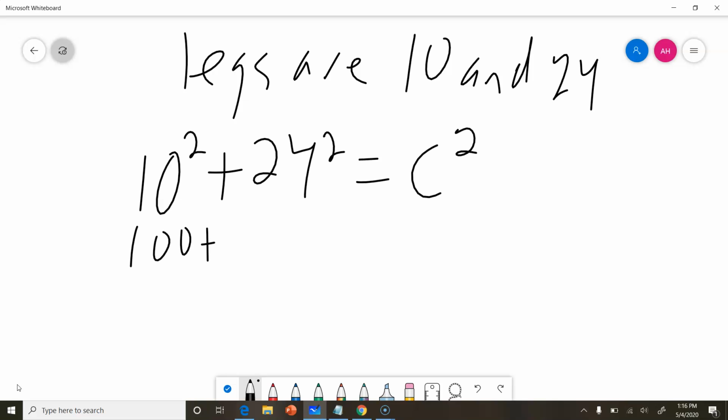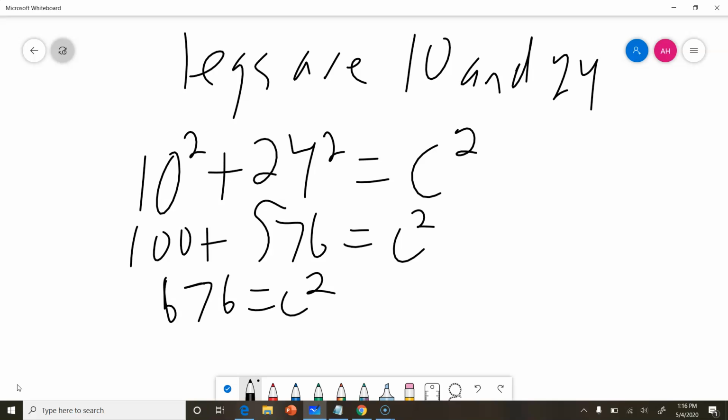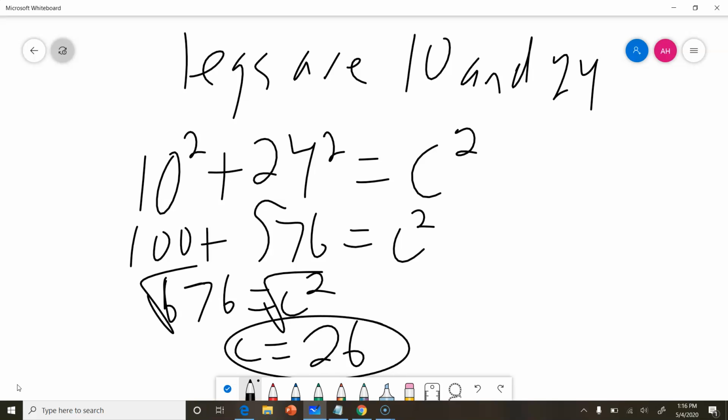This is 100 plus... I have to use my calculator for this one, 576 equals c squared. So I know that this is now 676 equals c squared. I take the square root, and I get c equals, I punch in my calculator, the square root of 676, and I get exactly 26. And there's my answer. So if you need to slow down and plug that in your calculator and do it, that's how you solve those.